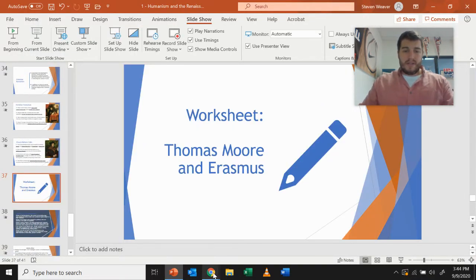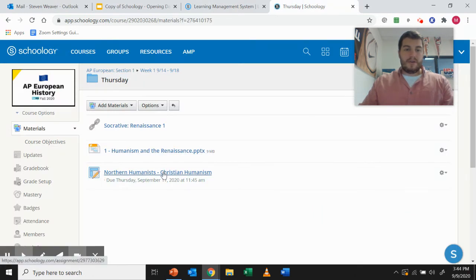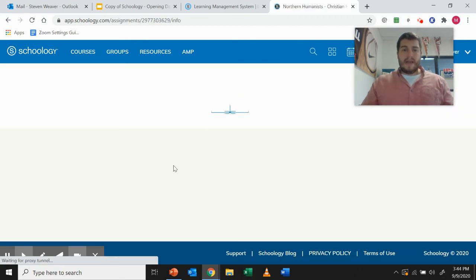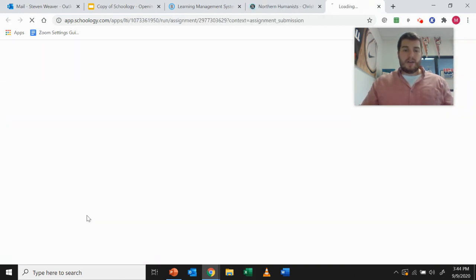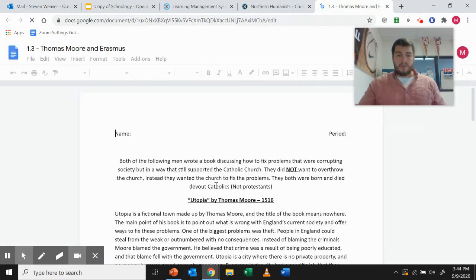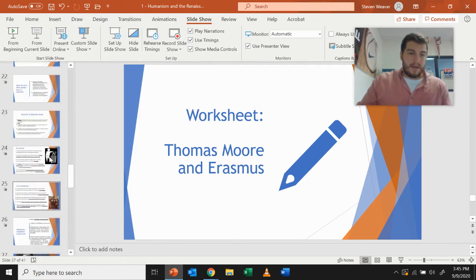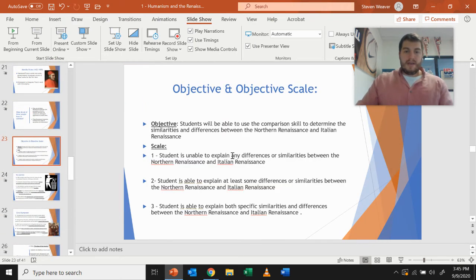So this is when you're going to go to Schoology, somewhere here, the Northern Humanist and Christian Humanism sheet. You are going to read a couple of paragraphs' worth of both Erasmus's Praise of Folly and Thomas More's Utopia, and answer the questions that go along with them. Remember that we had the objective 1, 2, or 3, and you can find that in the PowerPoint. If I go back up here, this is what you're keeping in mind.